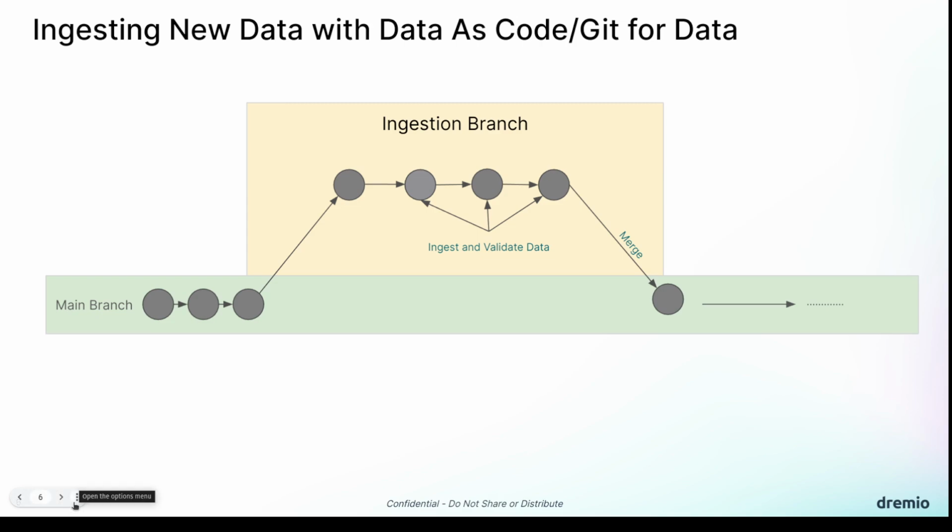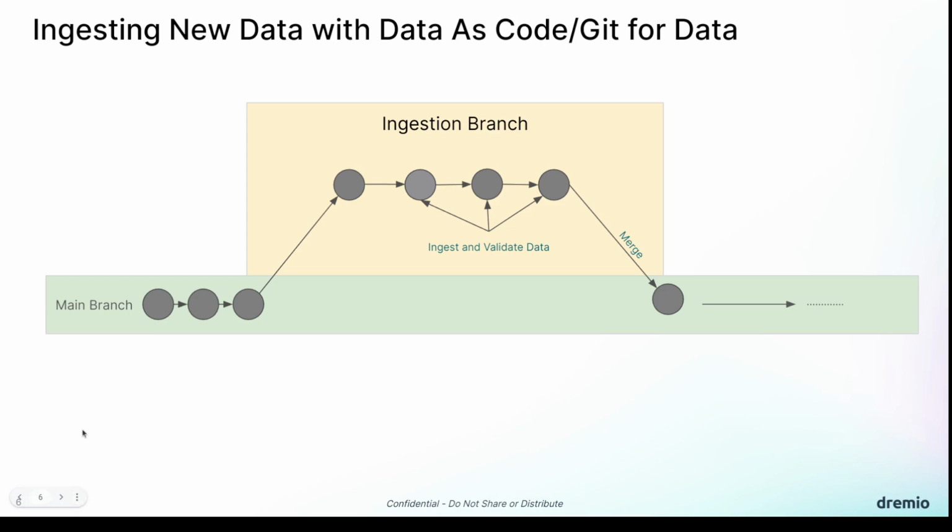Okay, but now that we've ingested the data, we've created our data product. The problem is that time has gone on, and now we have additional data. So we're going to use data as code as a way to isolate the additional data we're going to add.